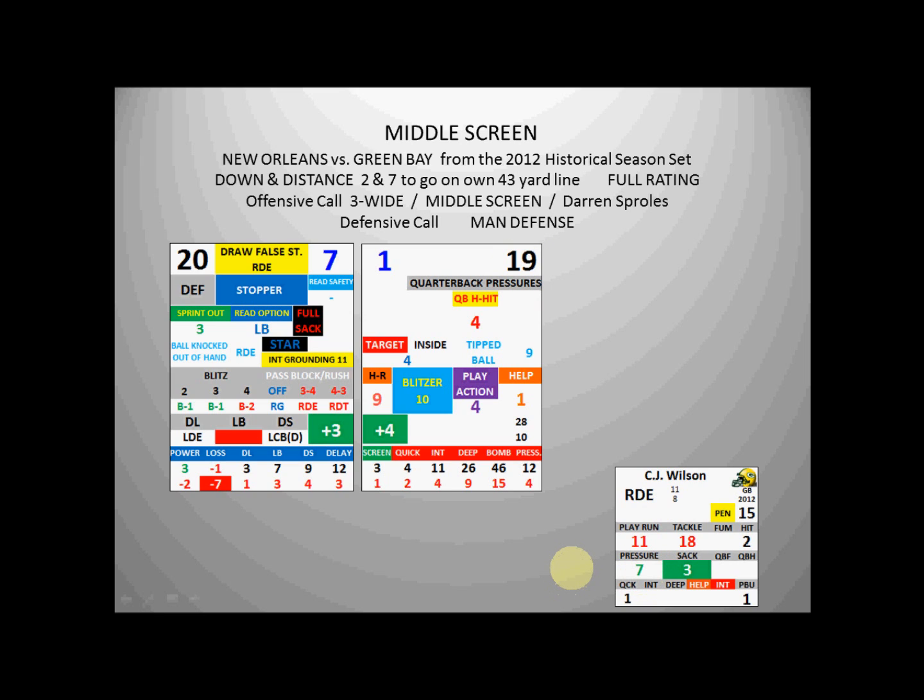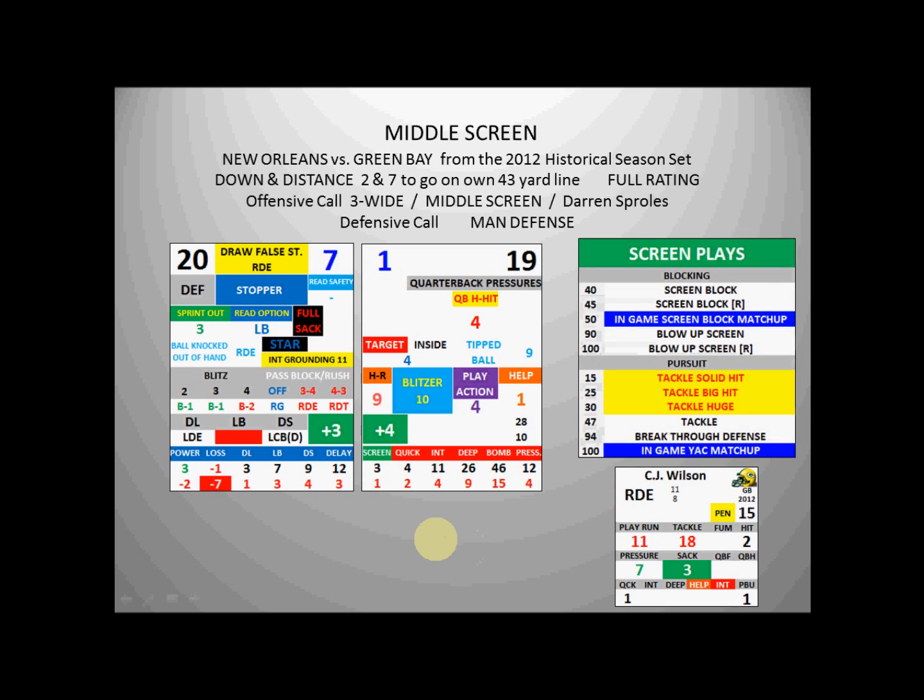Think of J.J. Watt, Mark Gastineau, guys like that, they're going to draw a lot more false starts because of their ability to get off the ball quickly. C.J. Wilson has a pressure rating of 7. This is way above that, so he does not draw the false start at the snap of the play. So the ball is snapped, and we take these two numbers together. That's 71, and we look over here, and that's the blow-up screen IPA.